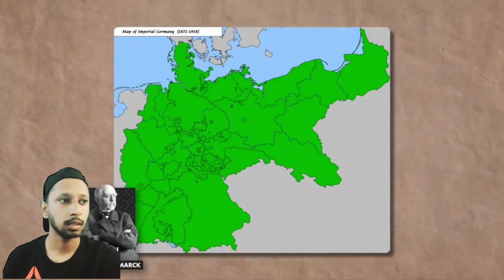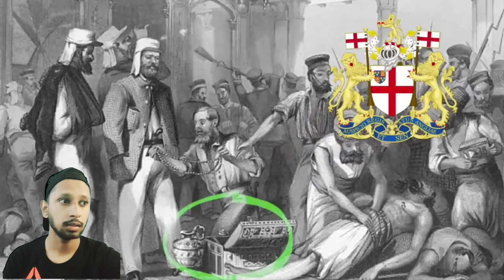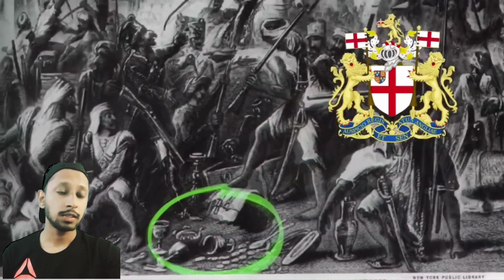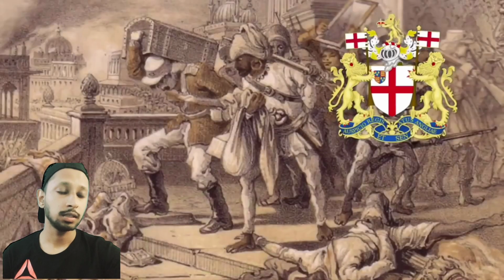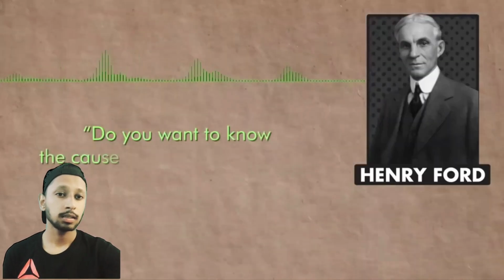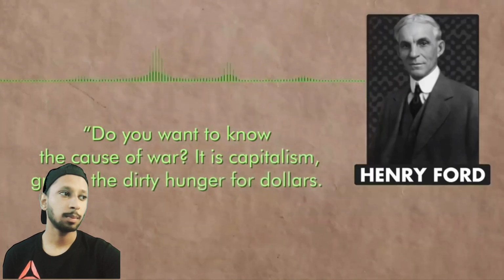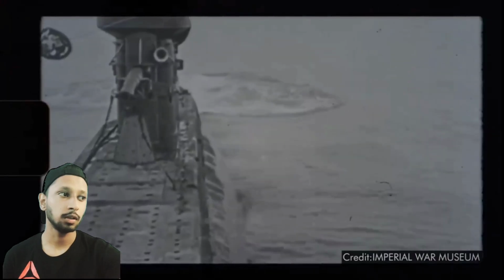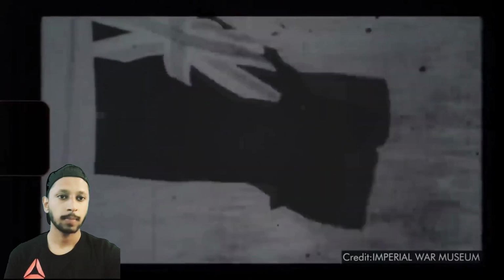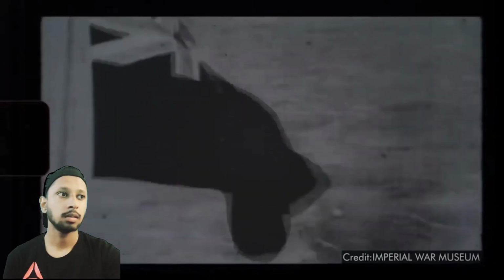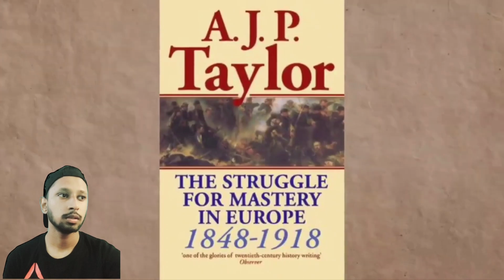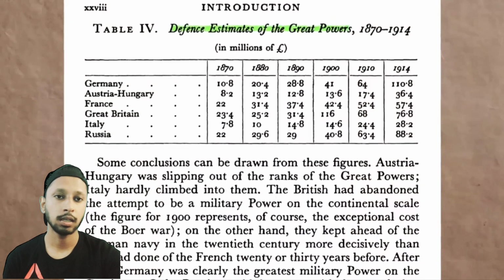Otto von Bismarck had reunited Germany in 1871. The emperors at that time took advantage of nationalism amongst people. And that's why Henry Ford said, "Do you want to know the cause of war? It is capitalism, greed, the dirty hunger for dollars. Take out capitalism." The six great powers at that time were Britain, France, Germany, Austria-Hungary, Russia, and Italy.